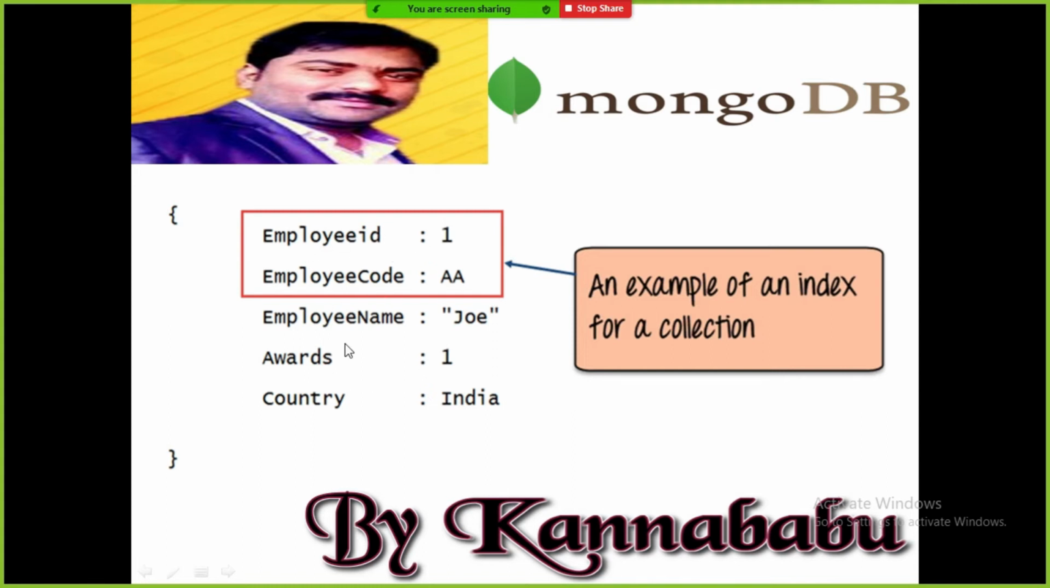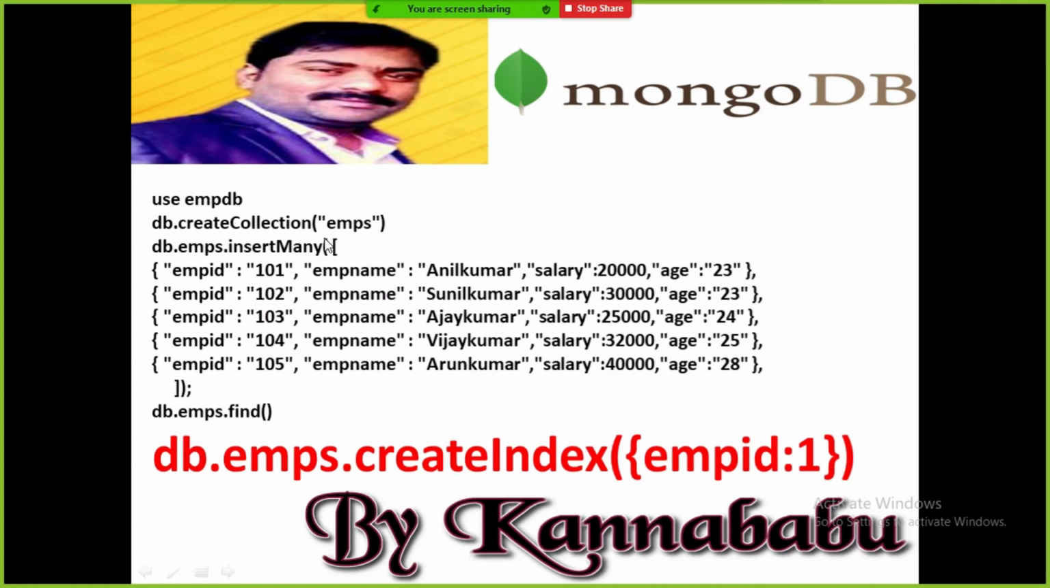For example, in this table you can say there are some 5 columns, 5 fields: employee ID, employee code, employee name, awards as well as country. Is it clear? So in order to identify by employee code, you can give an index on multiple columns or you can create an index on a single column also. Let us see one example practically.